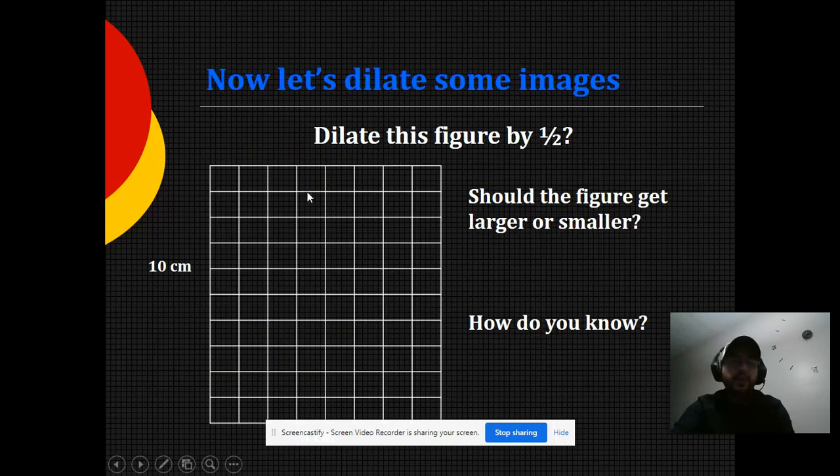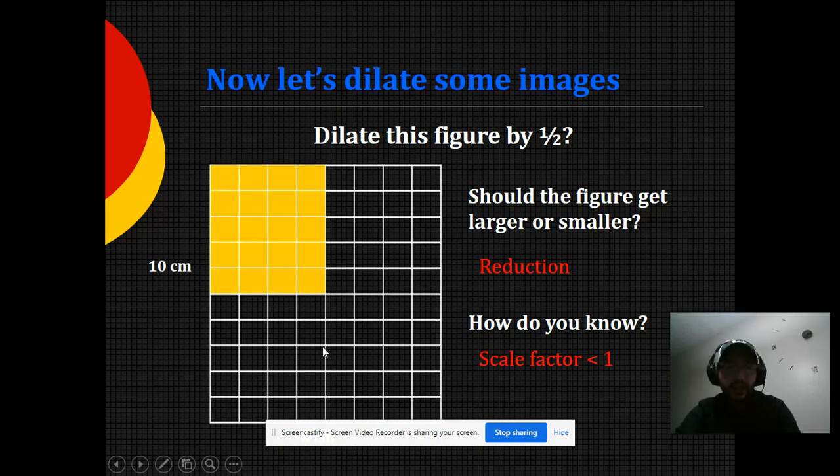Now, let's say we had this rectangle, 10 centimeters by 8 centimeters, and we want to dilate it by 1/2. Should the figure get larger or smaller? It will be a reduction because the scale factor is less than 1. So if we multiply 10 times 1/2, we get 5, and 8 times 1/2, we get 4. So now we get a reduction, and my new rectangle will be 5 by 4.